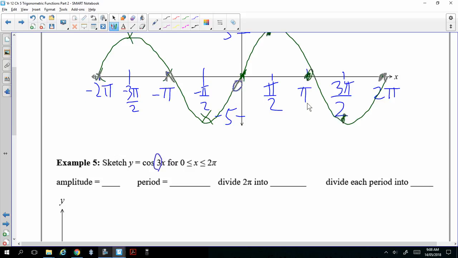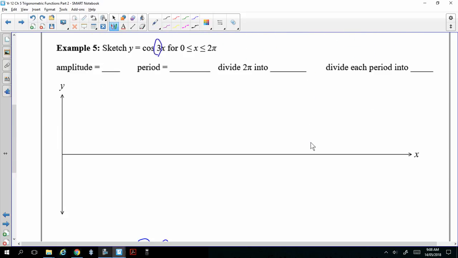Okay, we'll start with the amplitude. What's the amplitude? Amplitude is 1. At the period, be careful. This one, there's a 3 there in front of x. So you write 2 pi divided by 3. We'll look at what that means in terms of the graph.